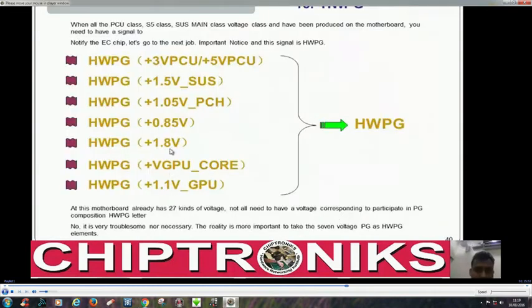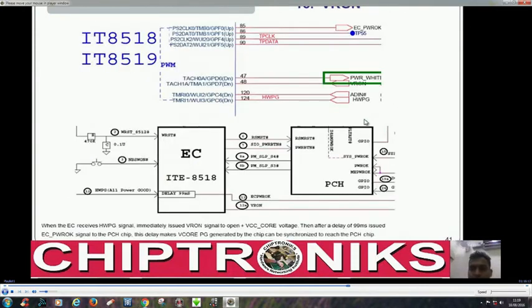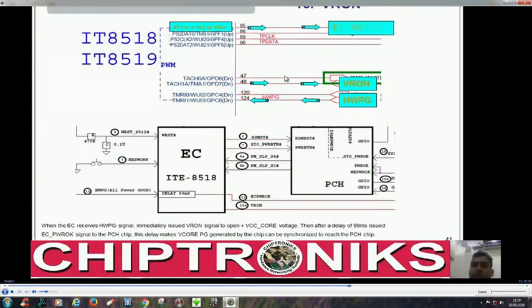You can see all the hardware power good signals are connected to generate one hardware power good. In this motherboard, around 27 kinds of voltages are there, right? But the important power good signals are connected at hardware power good, and you can see this hardware power good is fed to the IO controller to generate VRON. You can see this hardware power good is feeding the IO controller and it generates the VRON and EC power OK after a delay of 99 milliseconds.